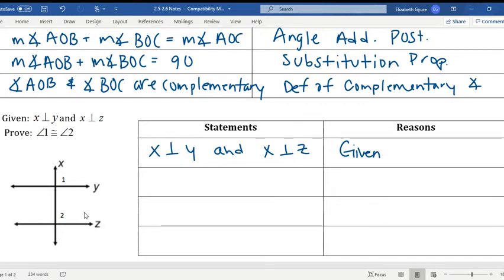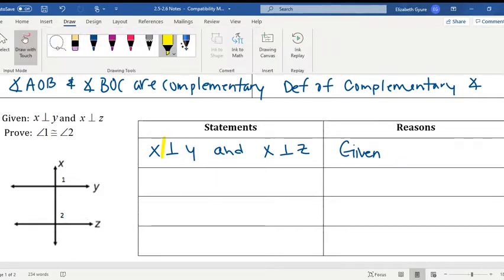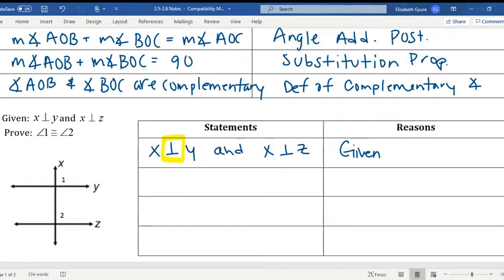So help me out. What can I do? Any ideas? Do I have a vocab word? Where can I start? Sebastian? Okay. So if I have perpendicular lines, what am I allowed to say? Okay, maybe I need to use the definition of perpendicular lines. Good. Which would let me say what about what angles? Matt?